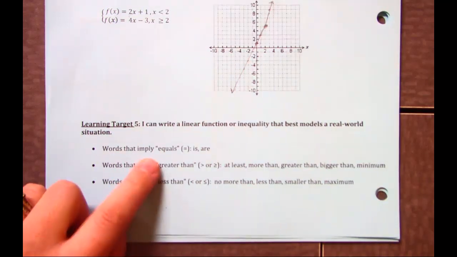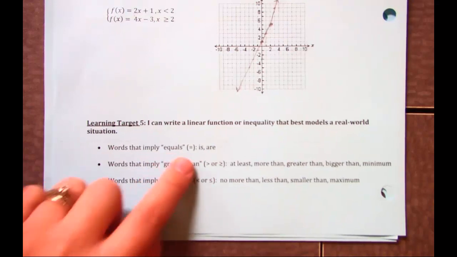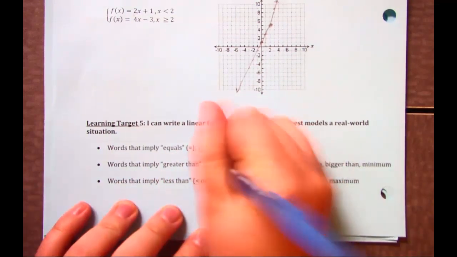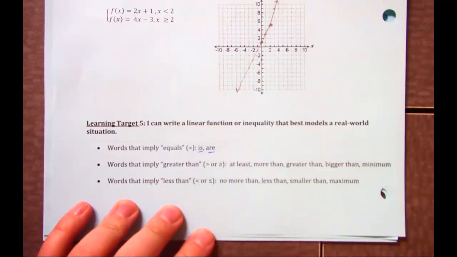Today we're going to recap Learning Target 5, which is what we've been talking about over the last few days, which says I can write a linear function or inequality that best models a real-world situation. Remember that words that imply equals are "is" and "are." So if you see "is" or "are" in a situation, that usually means equals.